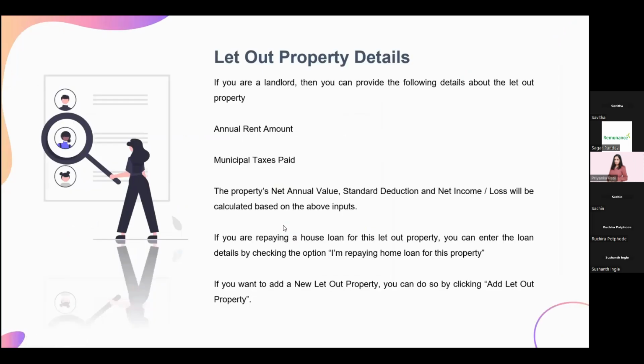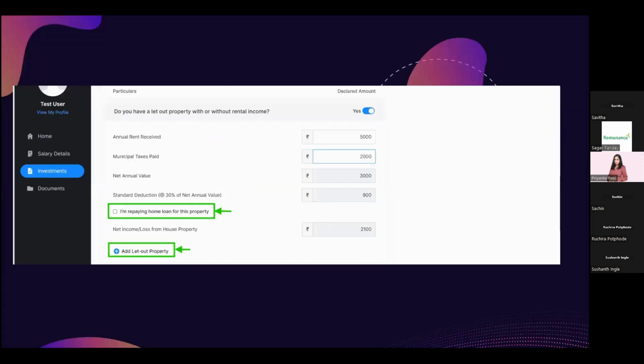Next is let out property. If you have a let out property, you have to mention annual rent received and municipal taxes paid. If you are repaying home loan on your let out property, you have to select your option as I am repaying home loan for this property, and you need to fill the necessary details. If you have one more let out property, you have to choose option as add let out property and fill all the necessary details.